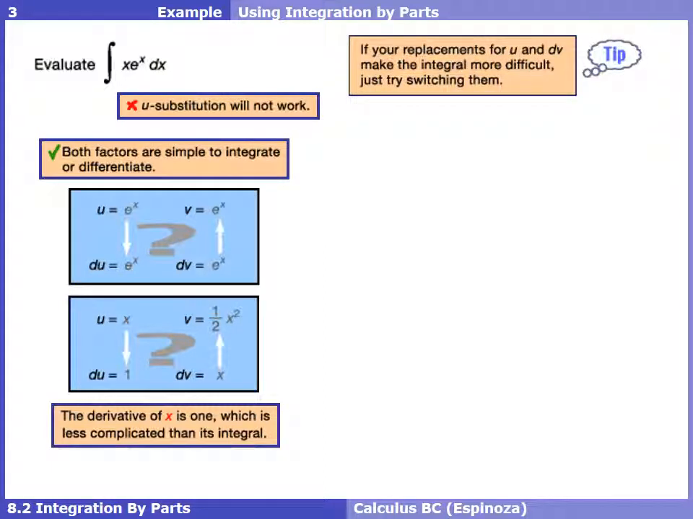So that's the idea. If your replacement for u and dv make your integral more difficult, just try switching them. It's usually one or the other, so if you happen to choose wrong, then you'll know that you just need to switch your u and your dv because you chose wrong, and then hopefully in that new version, things will work out.